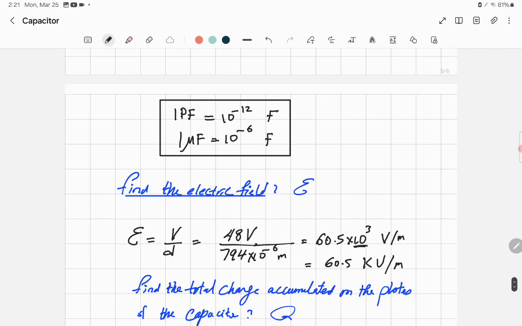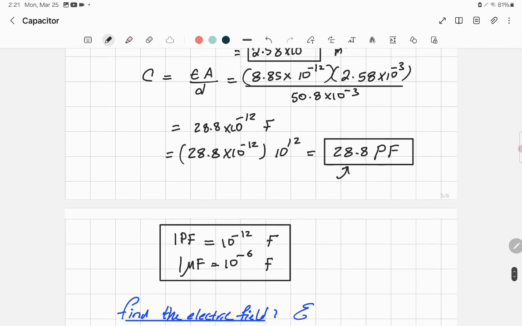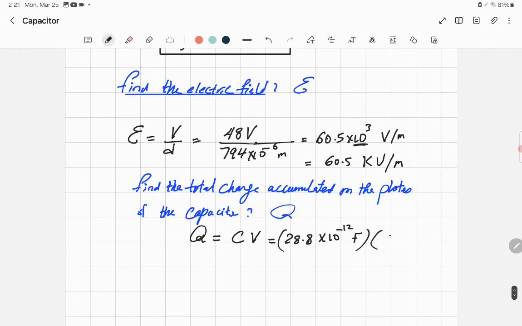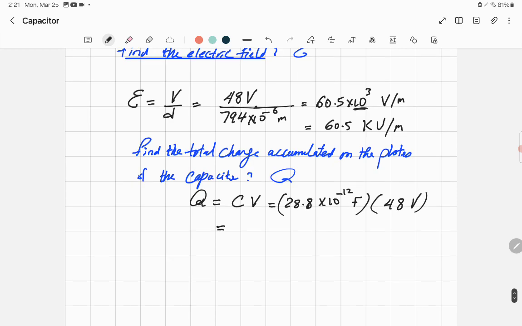Well, we know how we find Q: Q is equal to C times V. We got C before. That's the C, 28.8 picofarad, which will be 10 negative 12 farad. The voltage is 48 volt. I multiply to get that charge. I found it really is very small. It is equal to 1.38 times 10 negative 9 coulomb. So when you have negative 9, that's nano. We remove it and you get 1.38 nano coulomb.